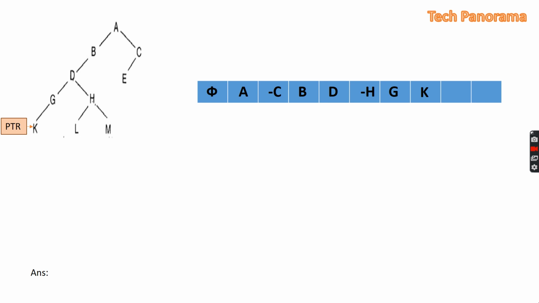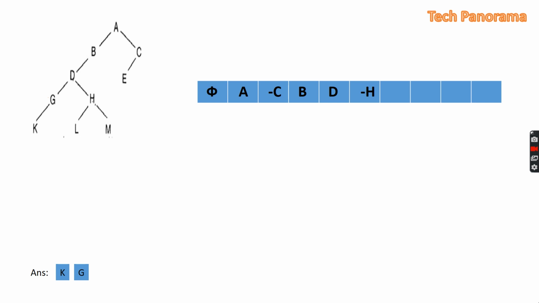As it has no left, we pop the element from the stack. The popped element is K. K is popped from the stack and assigned to PTR. As K is a positive element, we simply process K and pop the next element. The next element popped is G. We assign PTR equal to G and process G as it is positive. The next element to be popped is minus H.